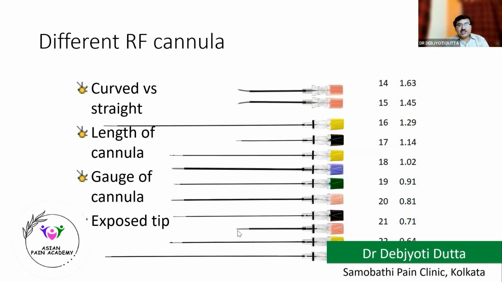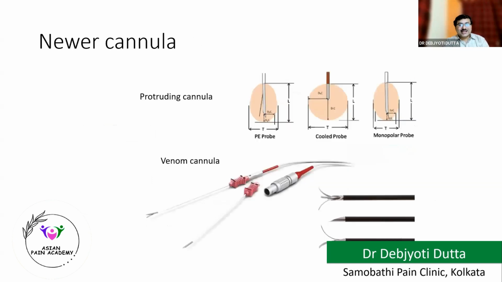So, the commonly used exposed tips are 5 millimeter, 10 millimeter, and 15 millimeter. But active tip sizes are available from 2 to 15 millimeter. So, according to the area, we should choose our probe.